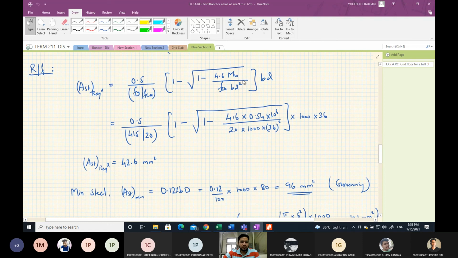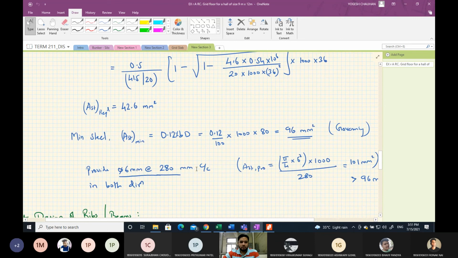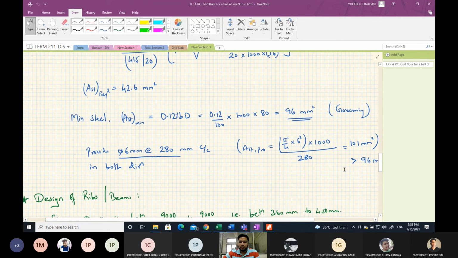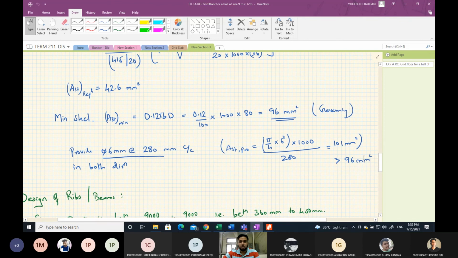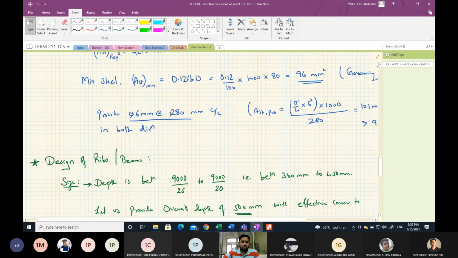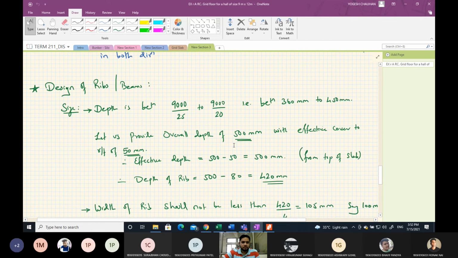Next we find the reinforcement. The reinforcement required to resist the bending moment is 42.6 mm square, which is very less. So we find the minimum steel as well, which is 96 mm square. So the 96 mm square, that is minimum steel, is governing. So we provide 6 mm bar at 280 center to center. So the area of steel provided is 101 mm square, which is again more than the required steel. So we provide this steel in both the directions, both in X and Y, since the design moments are the same in both the directions.